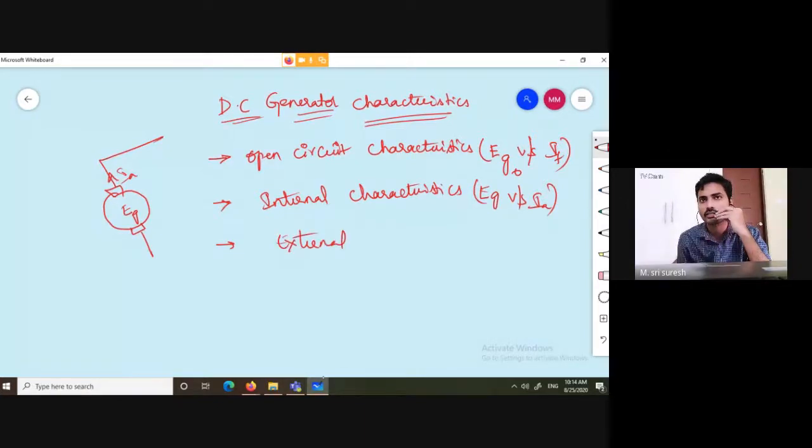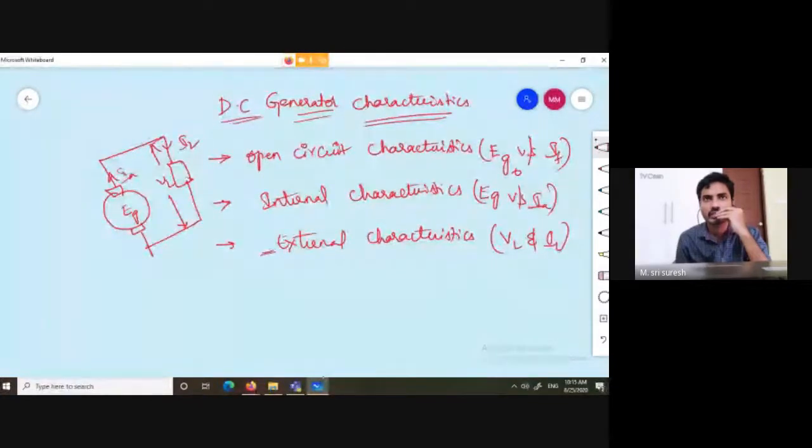The third one is the external characteristics. External characteristics are drawn between VL and IL. Externally we are connecting a load. At the load we are taking the terminal voltage, and the current flowing through the load is IL. If you draw VL versus IL, it represents the external characteristics. So these are the three important characteristics which resemble the generator performance. Now we'll see the individual characteristics for all three.